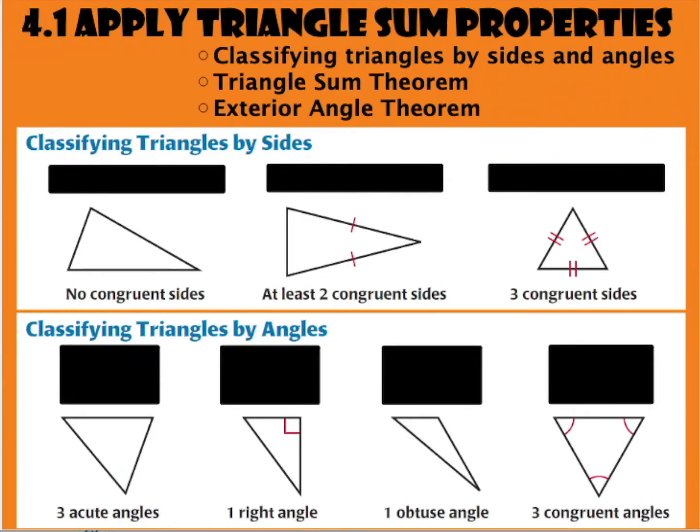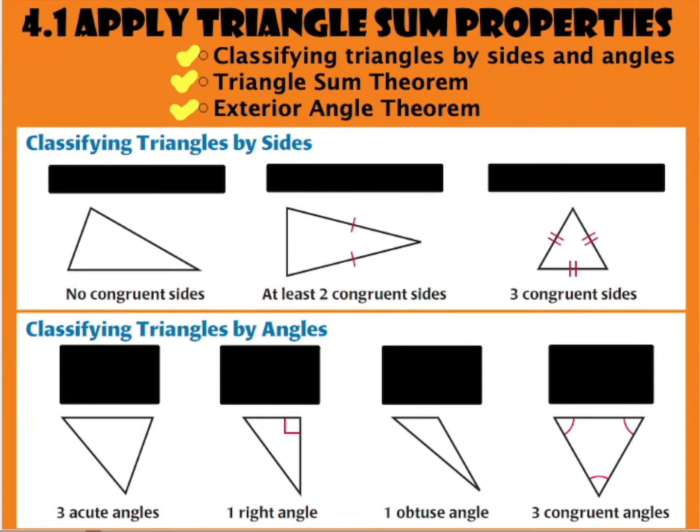Welcome to Chapter 4. This chapter is mostly about triangles. Today we're going to learn how to classify triangles by their sides and angles. We're learning the triangle sum theorem and something called the exterior angle theorem. First, let's classify our triangles.